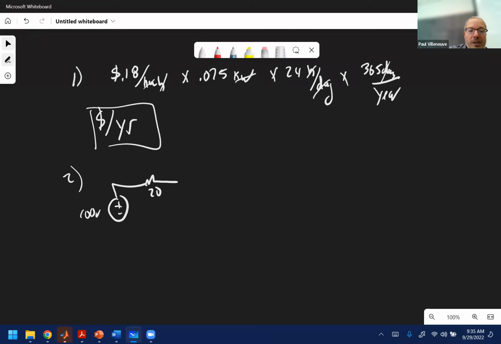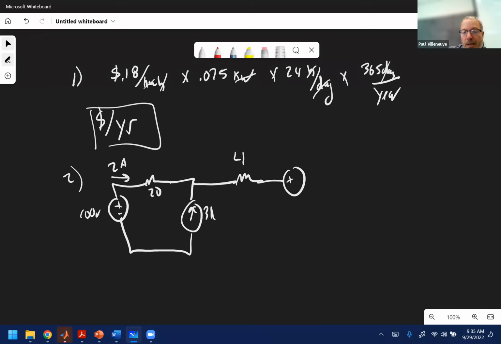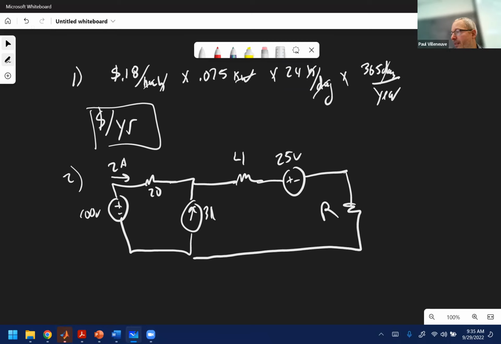This is a 20 ohm resistor. The current through here is 2 amps. Then I have a 3 amp current source, 4 ohms, plus to minus 25 volts. And it was asking for what is the resistor value R to make this work, and then what is V out? So find R and V out to solve the circuit.